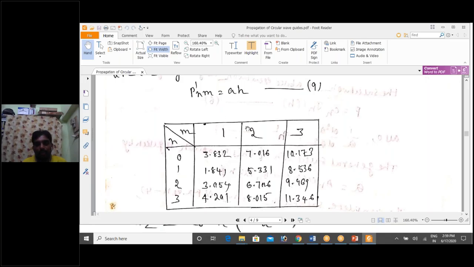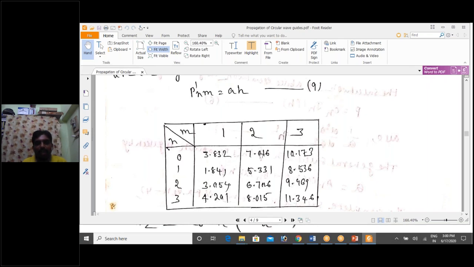Suppose you take TE mode, TM mode. Suppose TE 2,3 means you go for m is equal to 2 and n is equal to 3. The value of TE 2,3 should be equal to 8.015. This is the table provided by the scientist. For our rectangular waveguide we can solve with the help of a mathematical equation: lambda c is equal to ab by square root of m square b square plus n square a square.